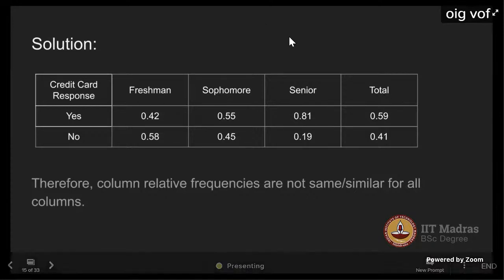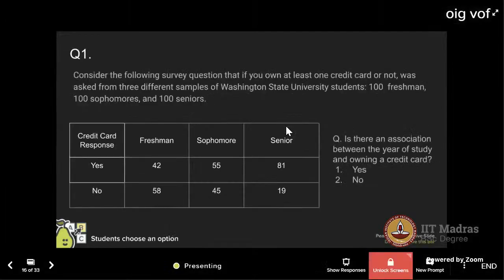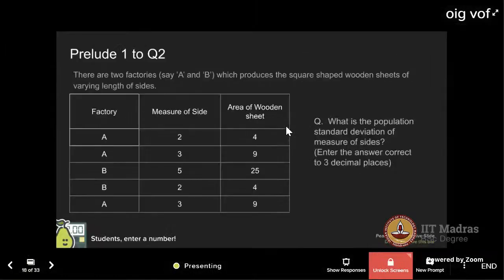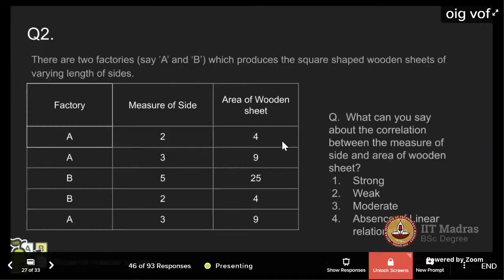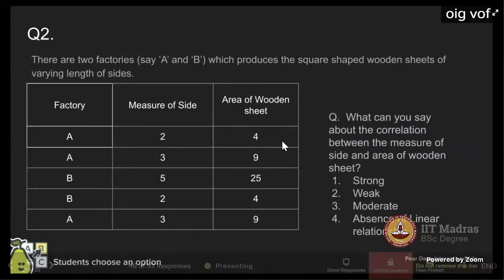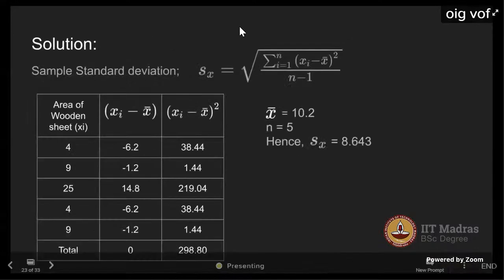Sir, point biserial correlation is for numerical and categorical association, and correlation is for categorical variables only, right? Correlation is for both numerical variables. For both categorical, we use the contingency table, row relative, and column relative.